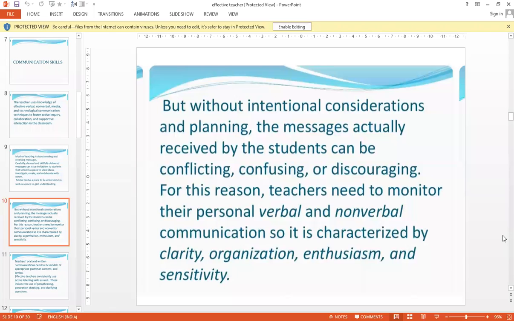If we don't have proper knowledge of the particular subject that we're teaching, or suppose we are teaching in a class and we don't have proper knowledge about a particular topic, it will be confusing for the students. It will be a confusing or conflicting experience for learners. So we need to be very careful.